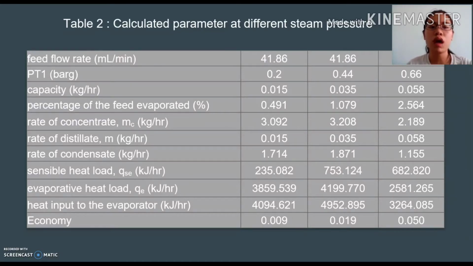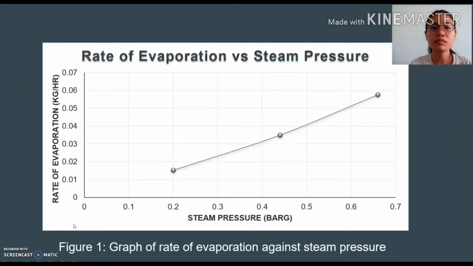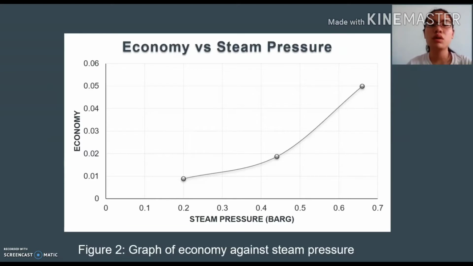So this is the calculated parameter at different steam pressure. The calculation I will mention later. Basically we calculate capacity, percentage of feed evaporated, rate of concentrate, rate of distillate, rate of condensate, sensible heat load, evaporative heat load, heat input to the evaporator, and lastly economy. So this is the graph that we obtained at different steam pressure for the rate of evaporation. When the steam pressure increases, the rate of evaporation increases too, as we can see from the trend in the graph. We also compare economy with steam pressure. When the steam pressure increases, the economy also increases.